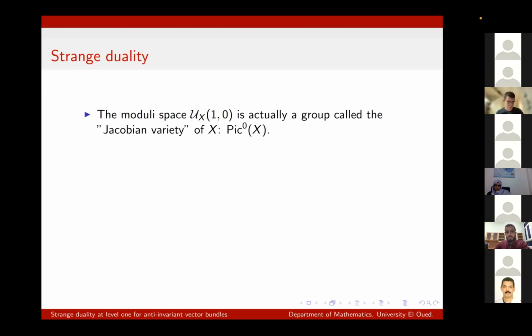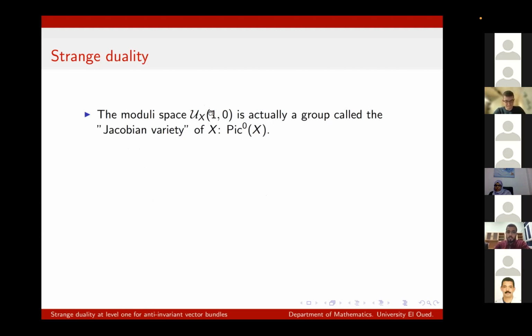So let's see the moduli space of rank 1 and degree 0, which is actually an abelian variety. It's a very well-known abelian variety. It's classical. It's called the Jacobian variety of X, and it actually has all the information you need about X. It's a group. That's what we call abelian varieties: algebraic varieties with the structure of a group.